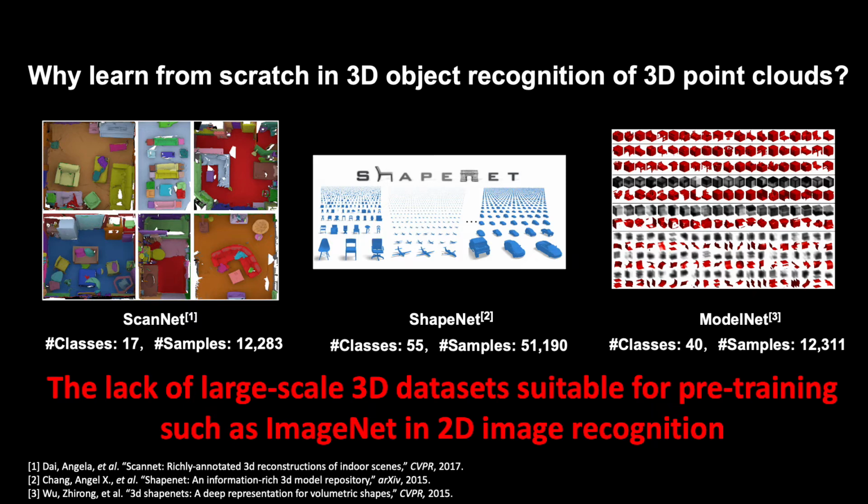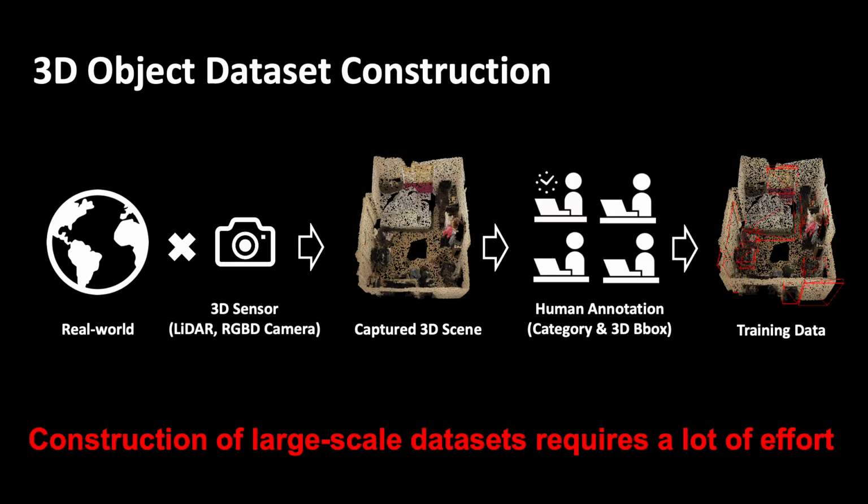The answer is the lack of large-scale 3D datasets suitable for pre-training such as ImageNet in image recognition. All 3D dataset scales are small compared to ImageNet because the construction of a 3D dataset requires a huge amount of effort compared to the construction of an image dataset. Therefore, there is not a large-scale 3D dataset for 3D object recognition by using point clouds in 2022.